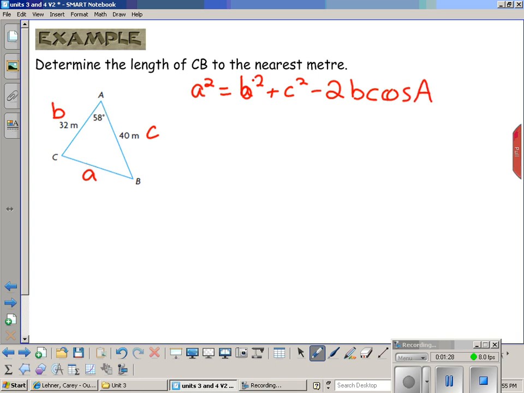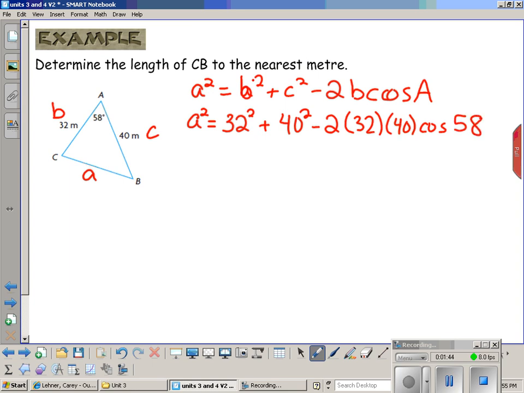And what we do now is we substitute in the values that we know. We are looking for A squared. B is 32. C is 40. And A is 58. Find each of these values. 32 squared is 1024. 40 squared is 1600.